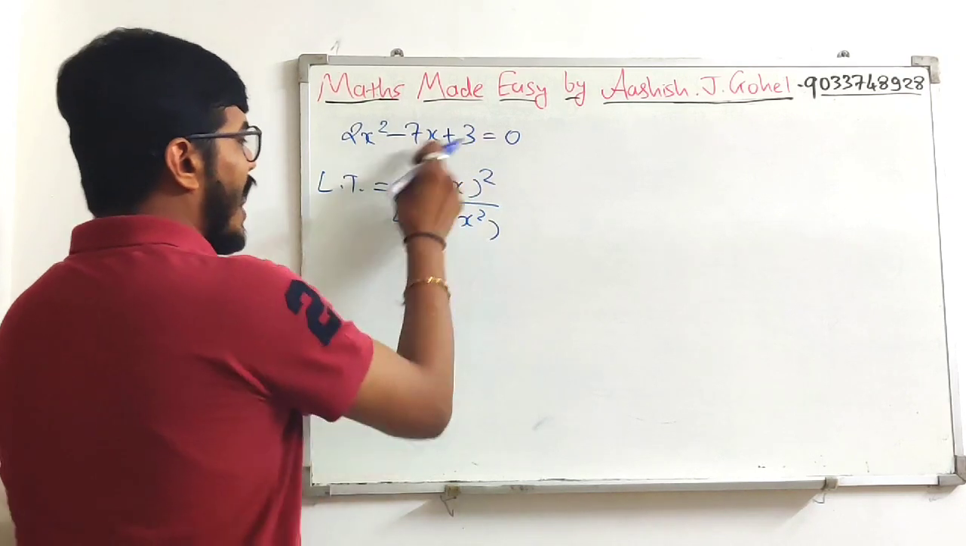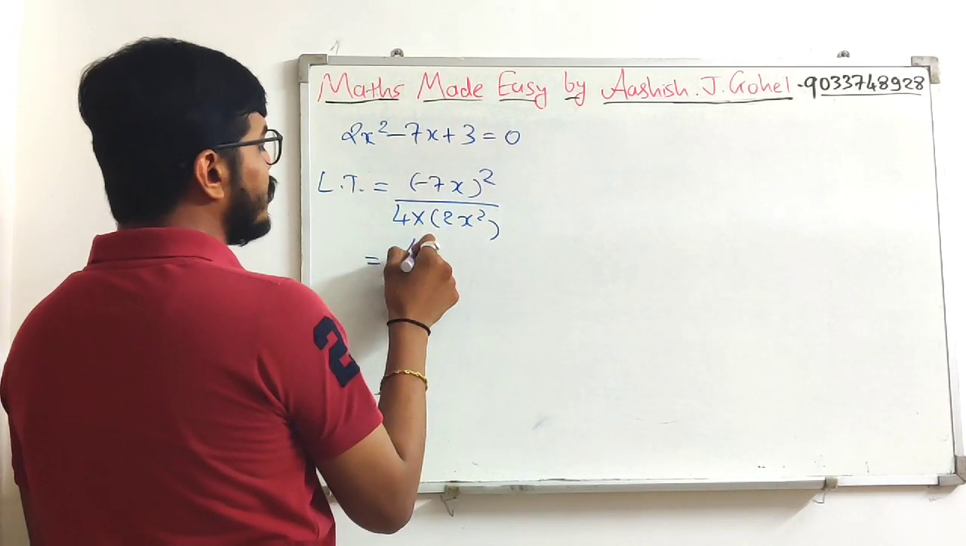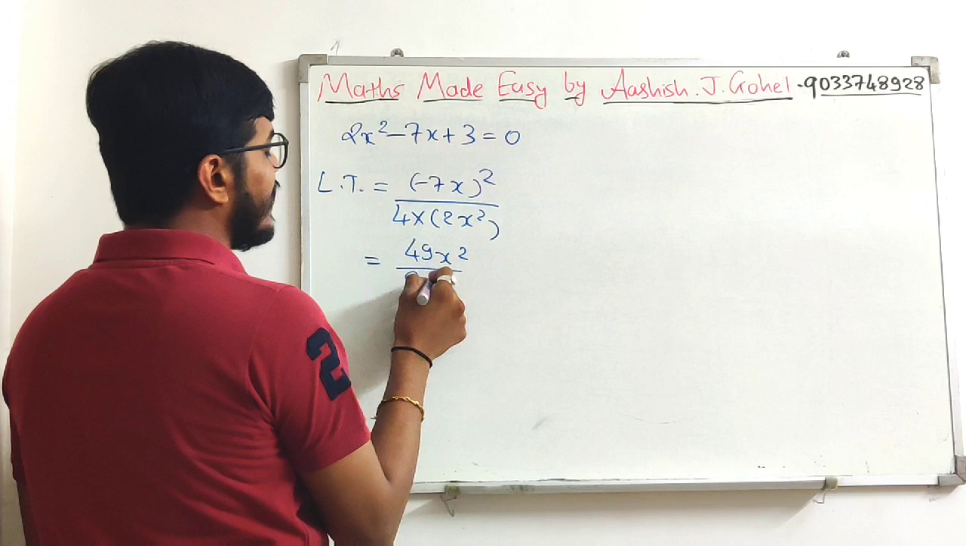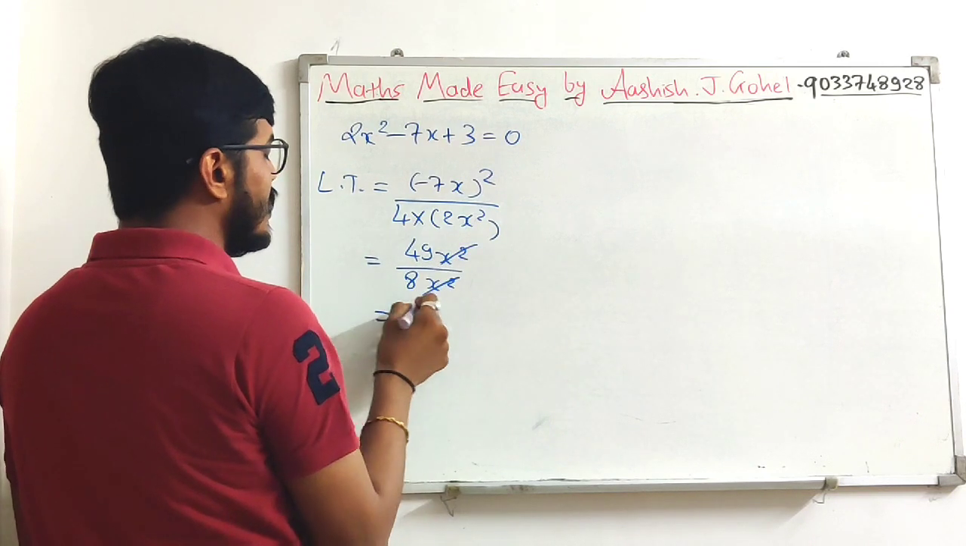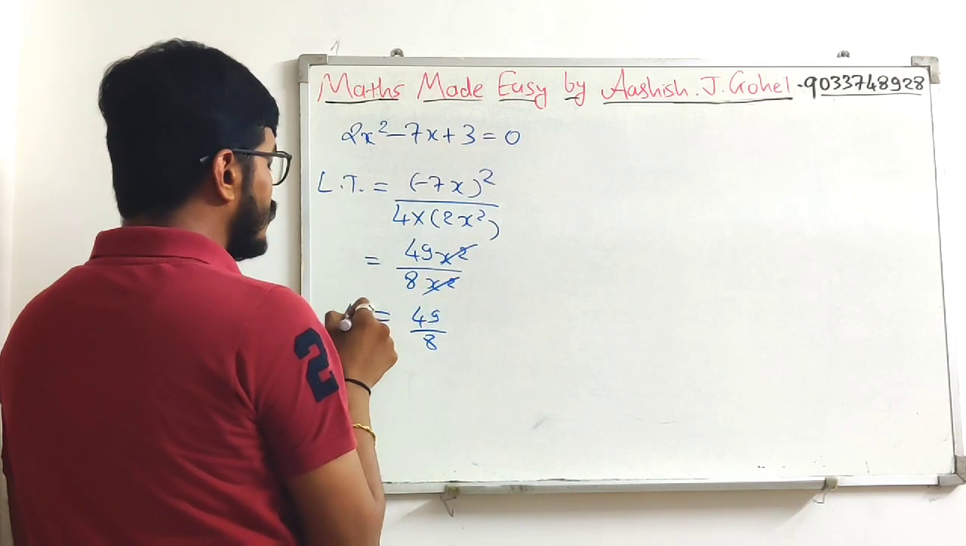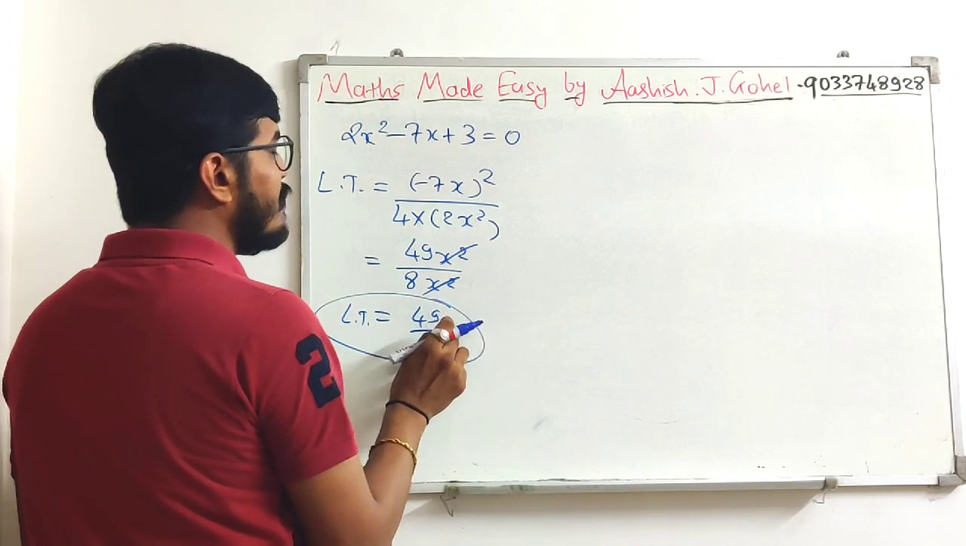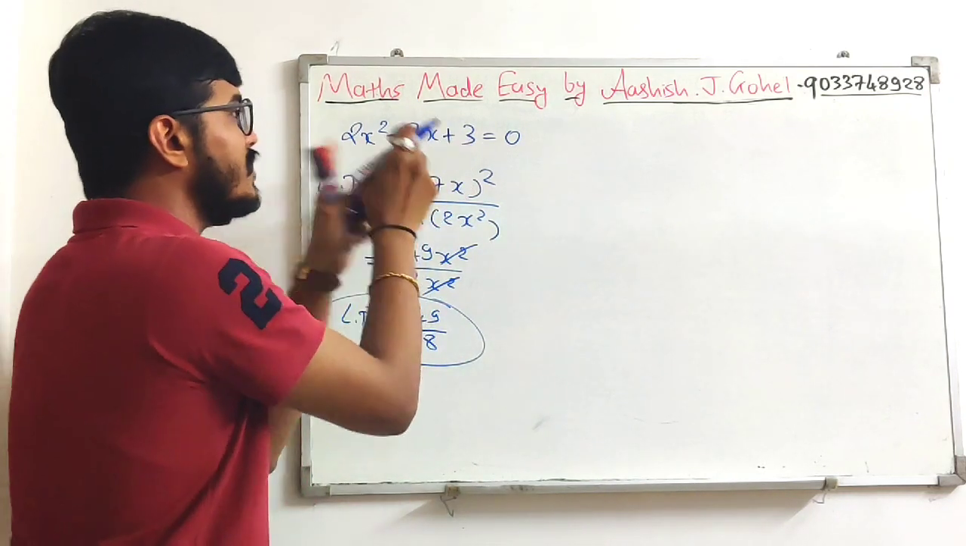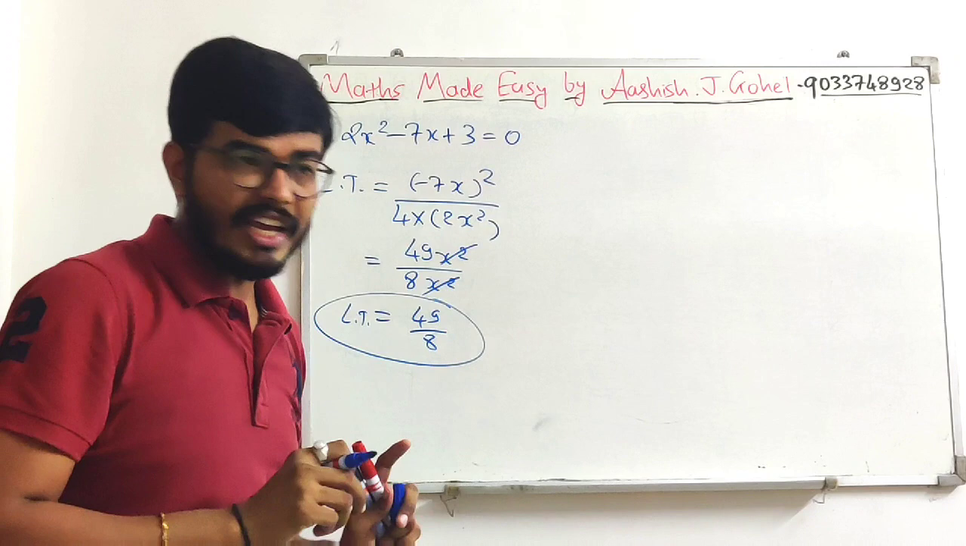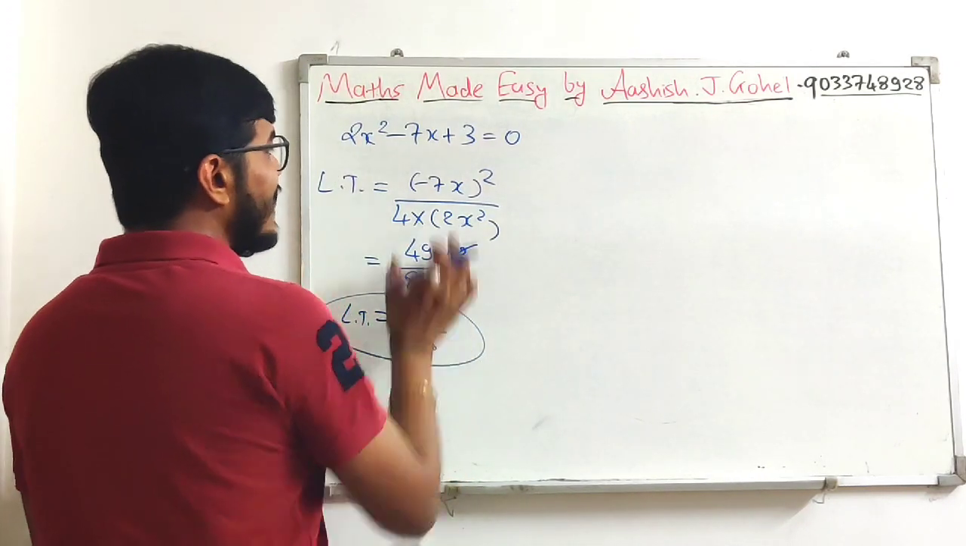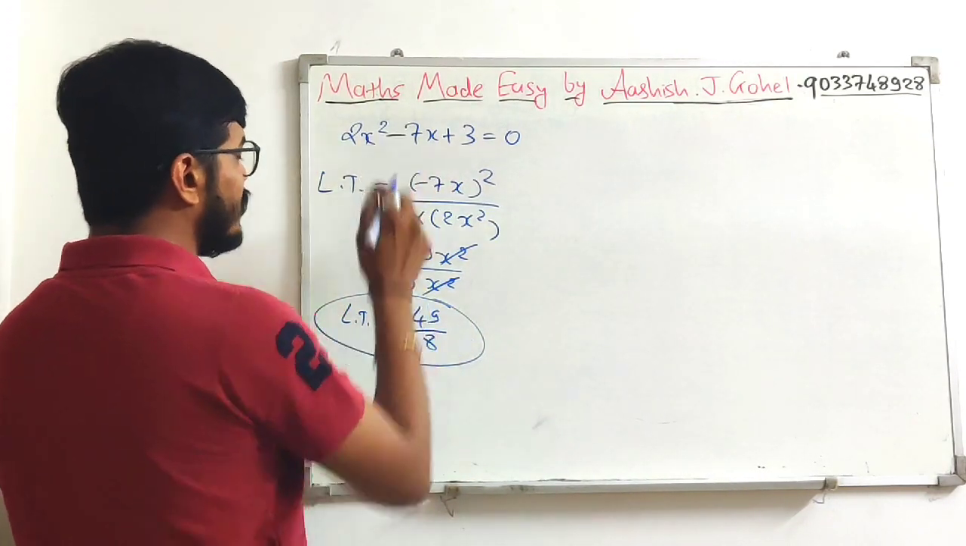After simplifying this, we get 49x square divided by 8x square. So x square gets cancelled, and we get 49 by 8. If I add and subtract this 49 by 8 in the equation, then the equation will become a perfect square. Now let us add and subtract this 49 by 8 in the equation.